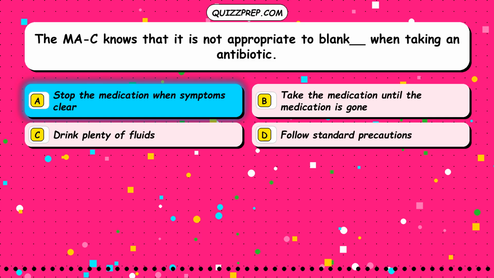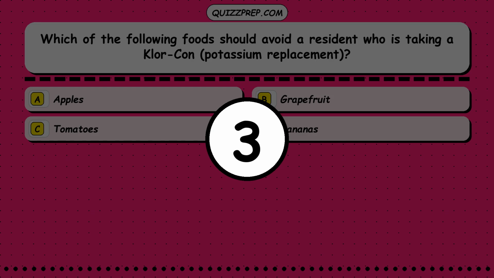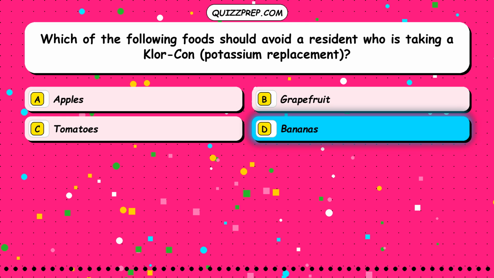The correct answer is option A, stop the medication when symptoms clear. Question 280. Which of the following foods should a resident avoid who is taking K-Lor Con, a potassium replacement? Option A, apples. Option B, grapefruit. Option C, tomatoes. Option D, bananas. The correct answer is option D, bananas.